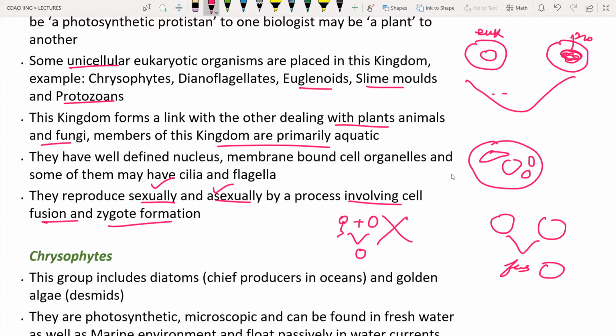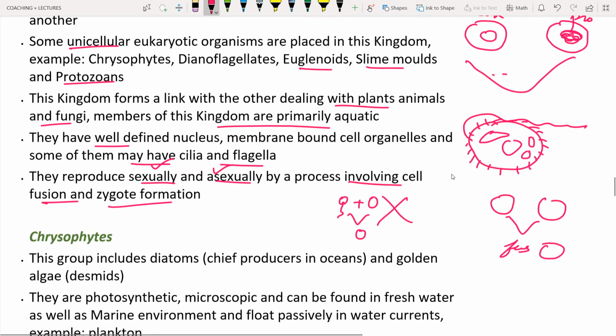Most of them have a well defined nucleus, and some of them have cilia and flagella. What is meant by cilia? Cilia means the organism is surrounded with small hair-like structures. They are not hair, but they look like hair. We are going to discuss that after a moment. They may also have flagella. Flagella means a long whip-like structure, used for locomotion. That is about flagella.